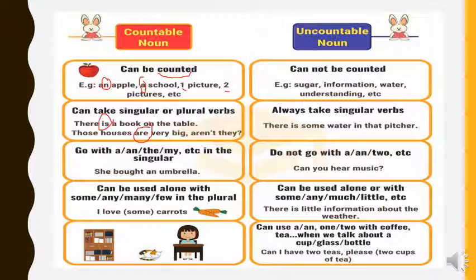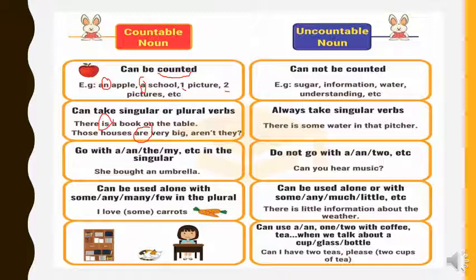And added to that, these nouns can go with a, an, the, my in the singular. For example, she bought an umbrella. These also can be used alone with some, any, many, few in the plural. I love some carrots.